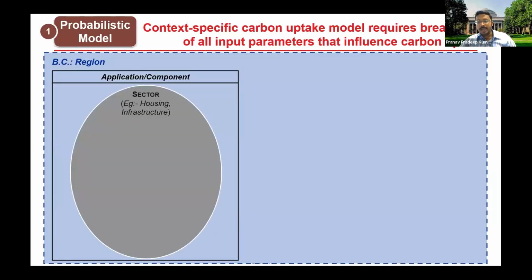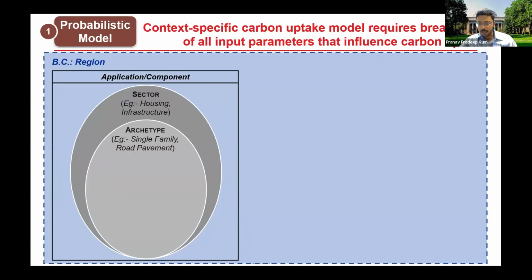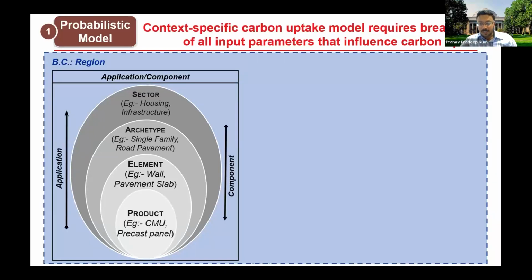So at the highest level, we have sectors such as housing or other infrastructure elements into which concrete goes. Followed by the different archetypes such as single family housing or office buildings, pavements, etc., which is followed by different elements like slabs or concrete walls. And finally, we have products such as CMU units or precast panels. The idea here is to compute the carbon uptake at the bottommost level and integrate the results for a given application. So as we go down this route, they define the different components that comprise the big sector or the bigger element. Whereas as we go up from down here, it defines a complete application.